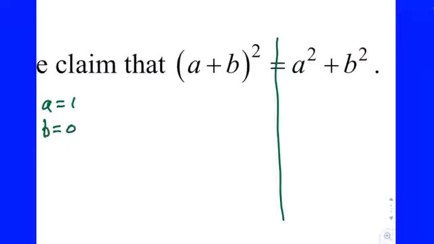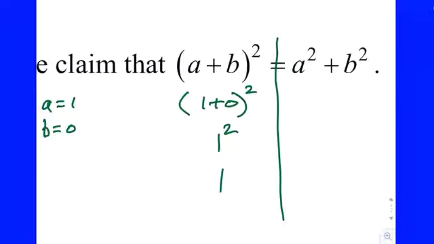I'm going to start off with 1 and 0, just because they're nice and easy. I don't want to work too hard. And now you plug it into both sides, and you see, hopefully, that they're not the same. So when you plug in on the left, you get 1 plus 0, and you square it, and then you use your dear Aunt Sally's rule, right? 1 plus 0 is 1, so that's 1 squared, and 1 squared is 1.